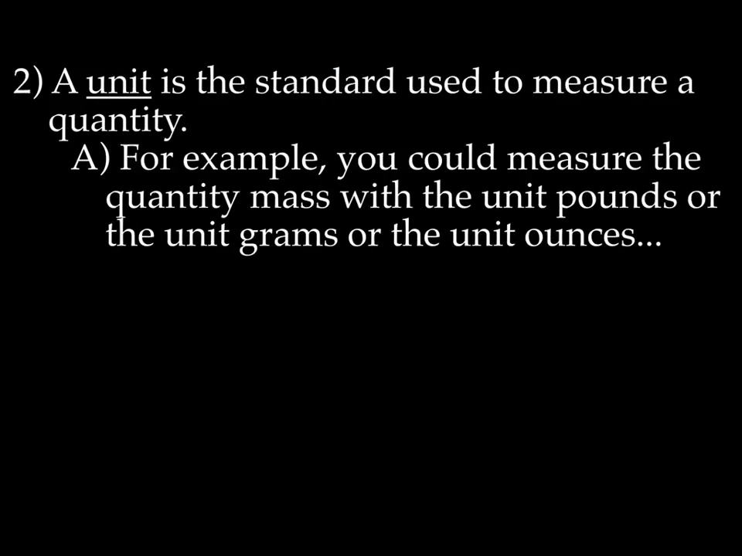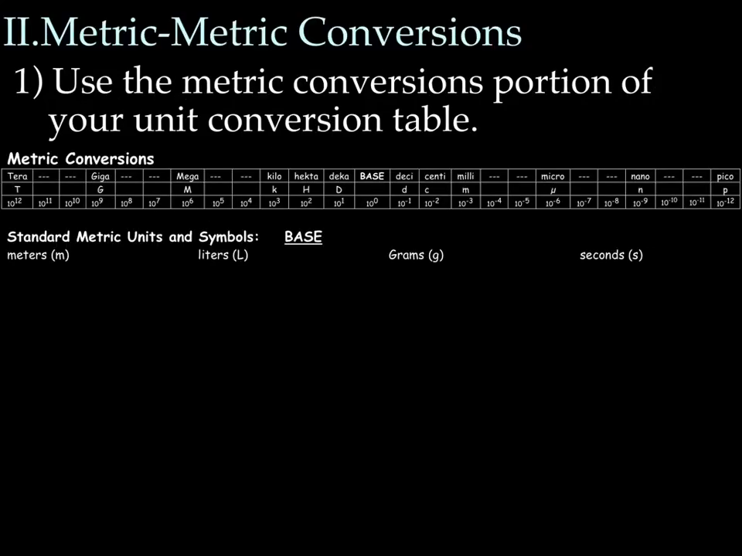A unit, on the other hand, is the standard used to measure a quantity. For example, you could measure the quantity mass with the unit pounds, or with the unit grams, or with the unit ounces. Okay, so if we go back to my previous example, 5 pounds. 5 is the quantity. We weighed it on a scale. The standard we used was pounds. Pounds is the unit.